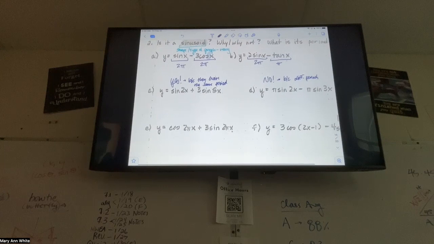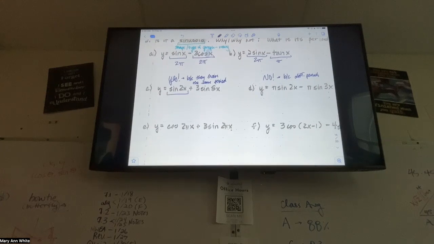Okay. Let's look at the next one. I've got sine 2x. Ooh, I finally have a change to my period. Remember, we take our b and we do 2 pi divided by that. So 2 pi divided by 2 is just pi. So my first period is just pi. My next period, I do have a b there, it's 5, so I'm going to do 2 pi divided by 5. Is that the same thing as the period for 2 sine 2x? No. Pi and 2 pi over 5, not the same.